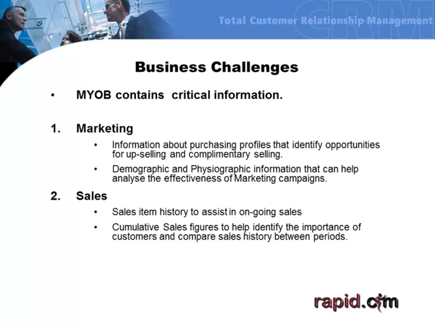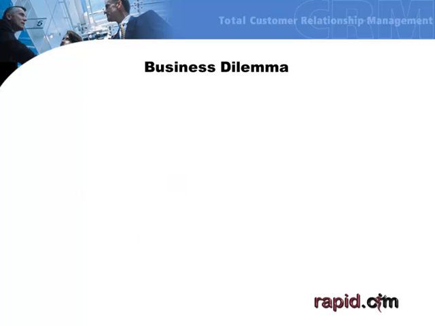MYOB contains critical information about purchasing profiles that identify opportunities for upselling and complementary selling. It also contains sales item history to assist in ongoing sales, and cumulative sales figures to help identify the importance of customers and compare sales history between periods.